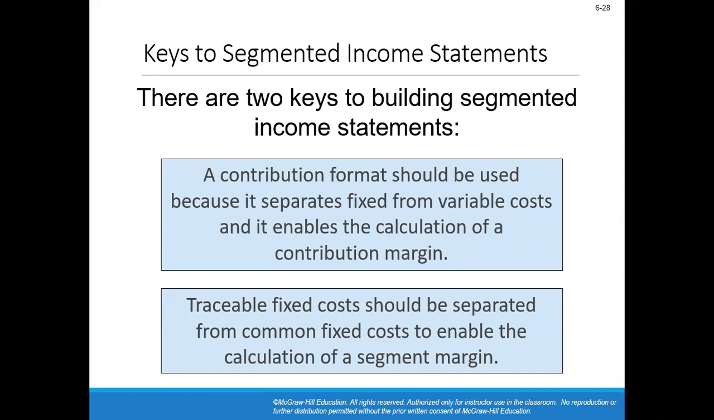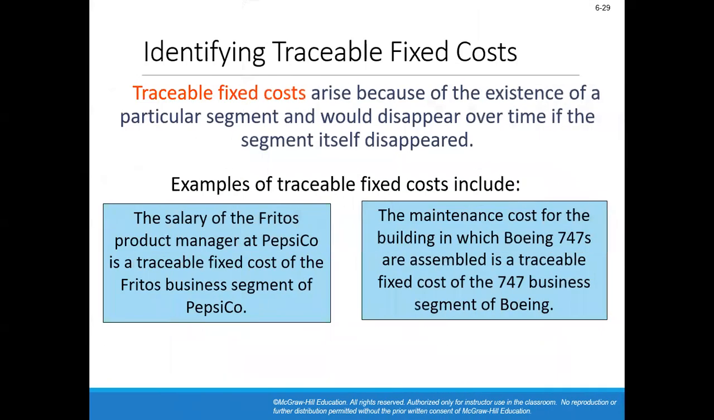And another significant issue is that we should separate the traceable fixed cost and the common fixed cost. This is a classification of the fixed cost in terms of how the fixed cost is involved in the segment. We'll talk about it so that it will be clear to you. Okay. So traceable fixed cost includes those fixed costs which can be directly attributable to a particular segment.